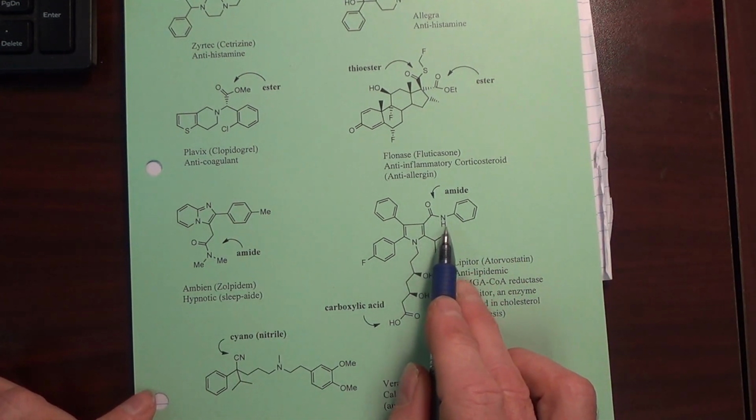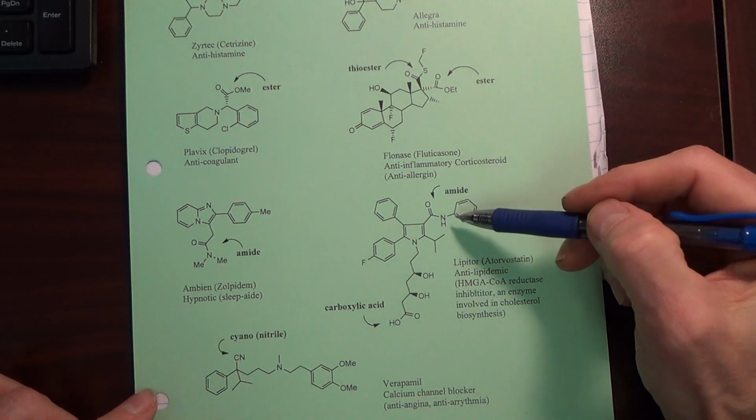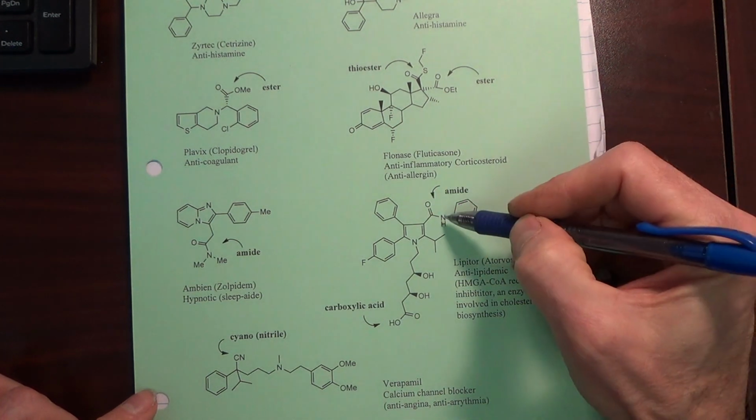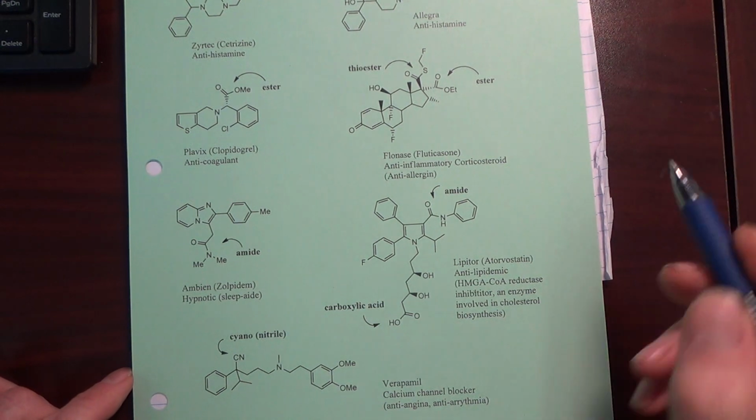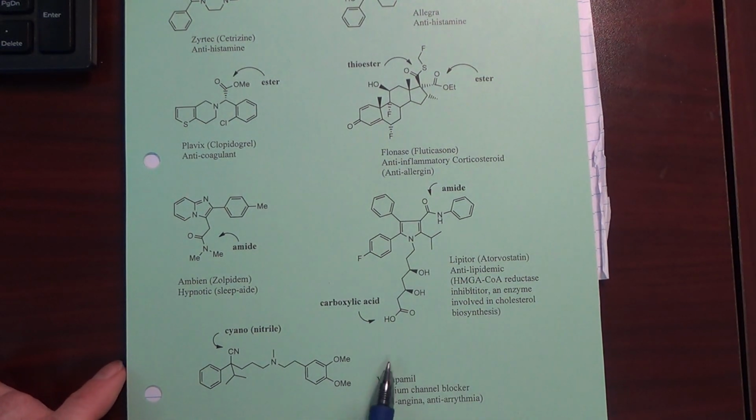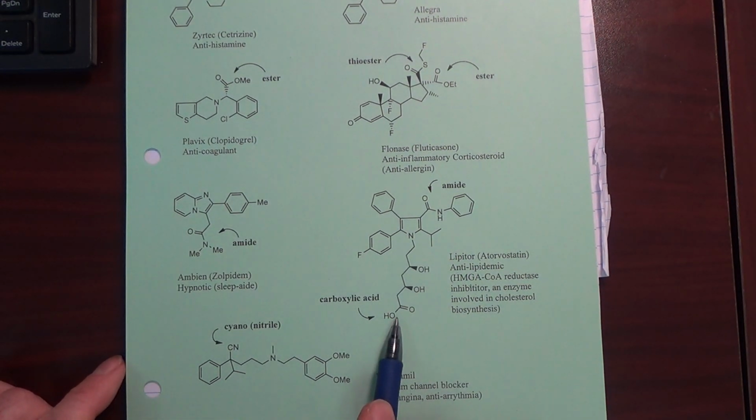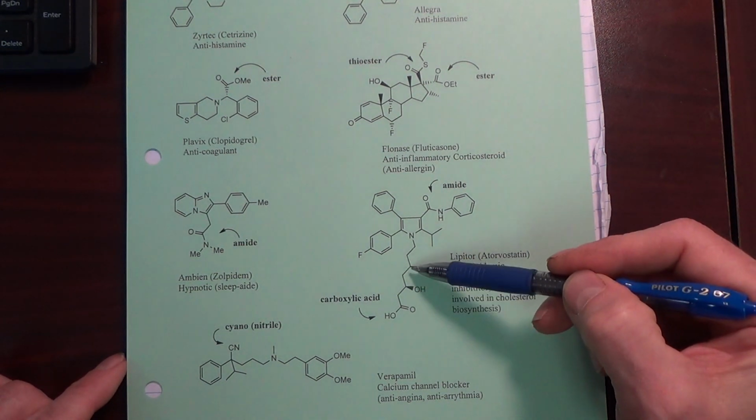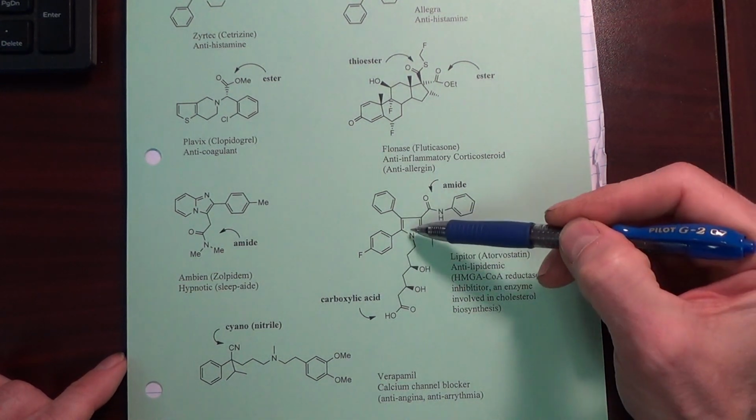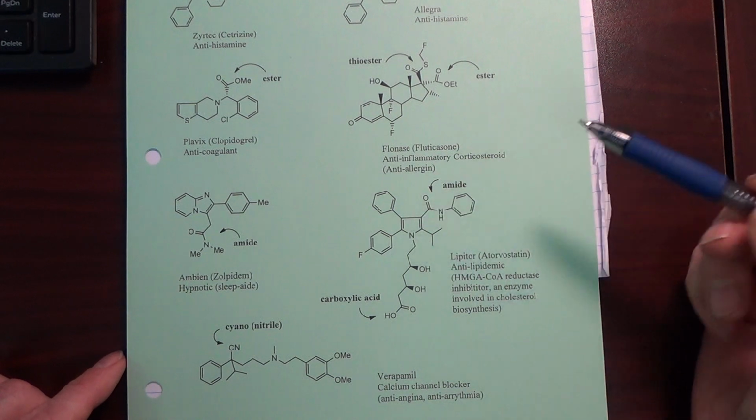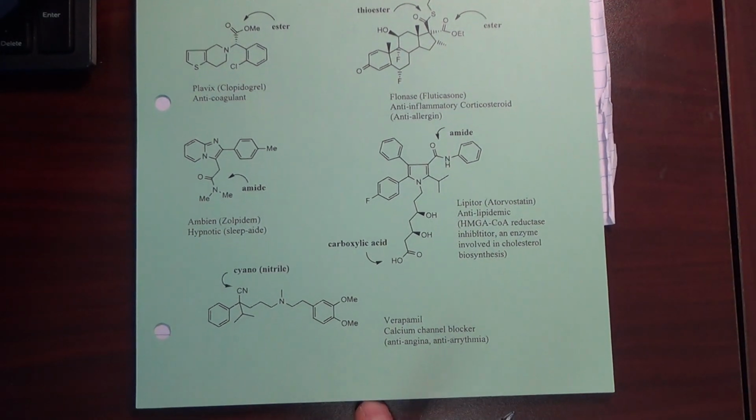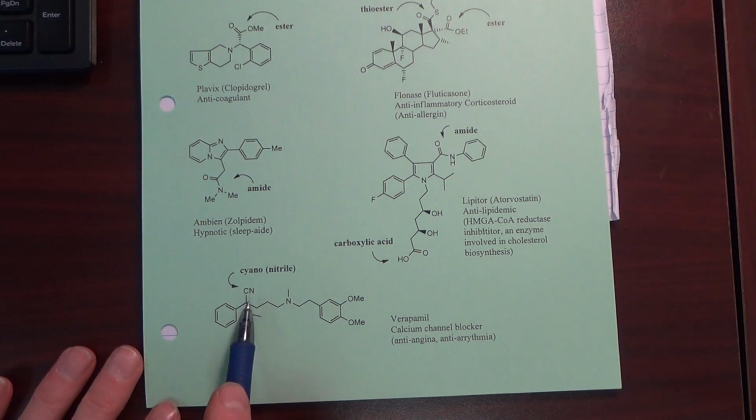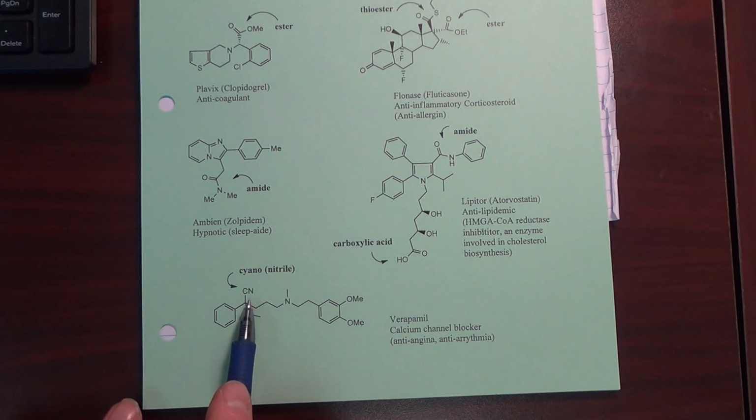Lipitor has a secondary amide, where actually the amine came from aniline. The aniline nitrogen bonded to a carbonyl. It also has a carboxylic acid. Of course, there's also alcohol groups or hydroxyl groups, aromatics. It has the aromatic pyrrole ring, isopropyl group, etc. Then we have the cyano group, or nitrile.